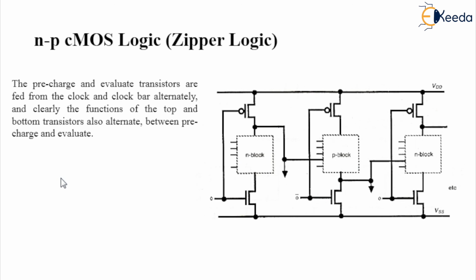So this is all about the different forms or other forms of CMOS logic. In the next class we will discuss the designing of a multiplexer using MOS circuits.